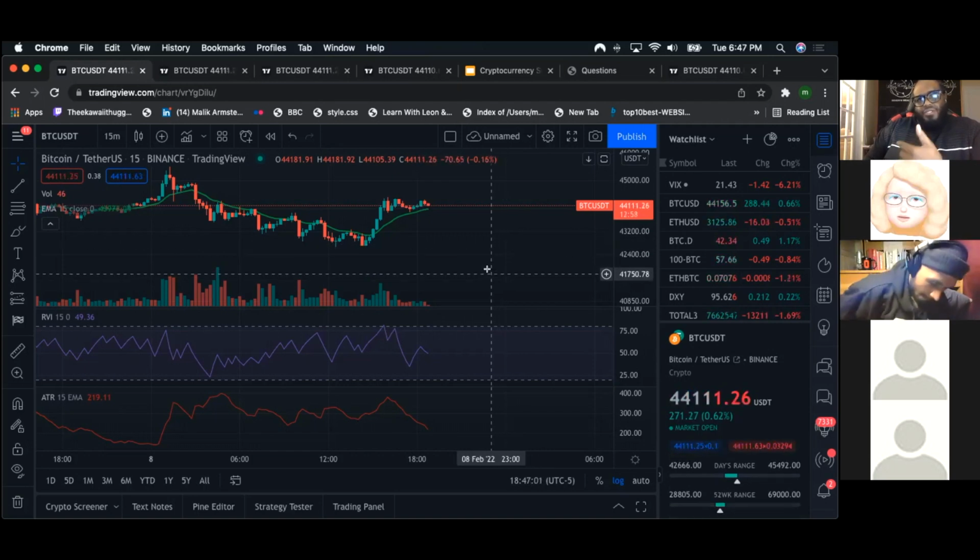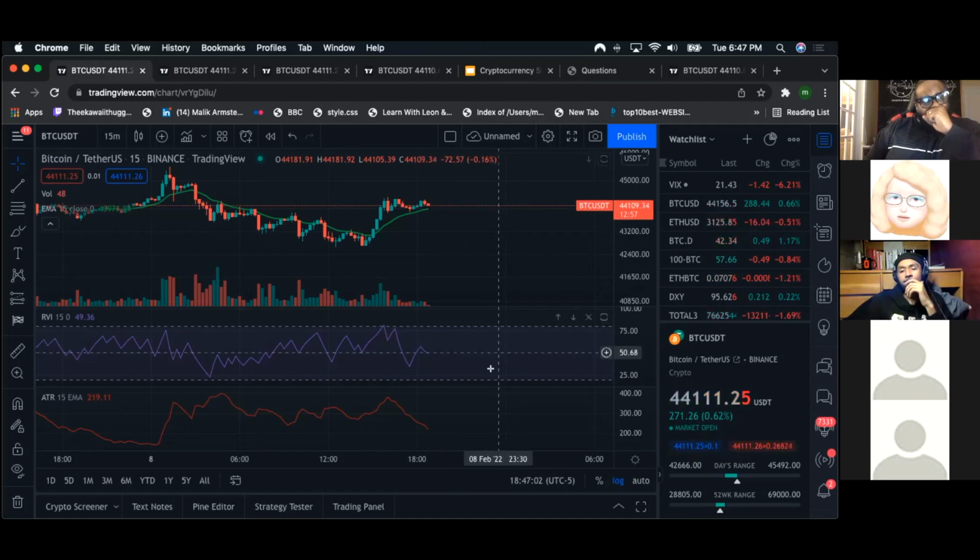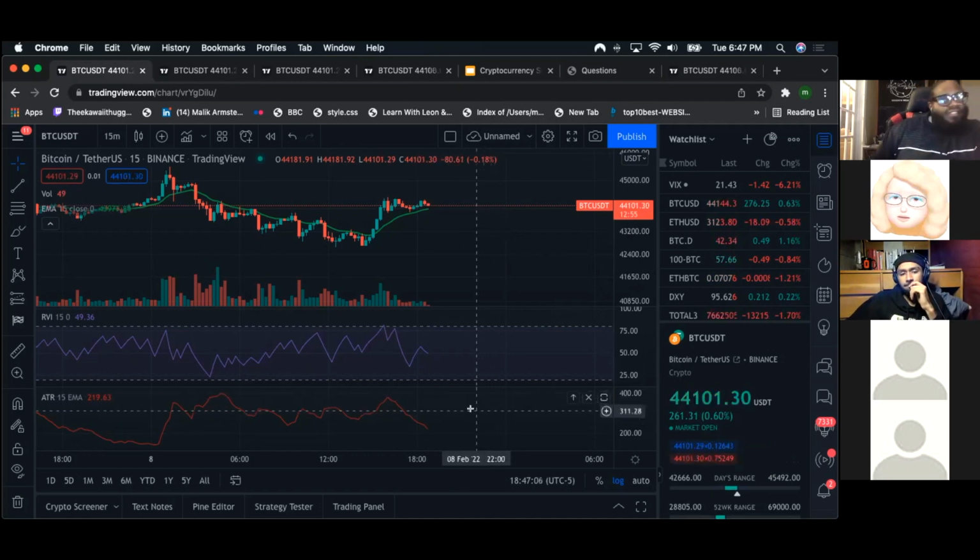And after you do your due diligence and your analysis, and if you guys can see down here, do you see this red line down here, ATR 15 EMA, over here to the left at the bottom?